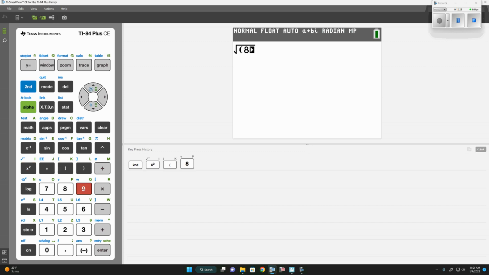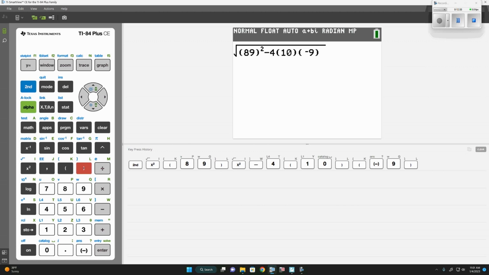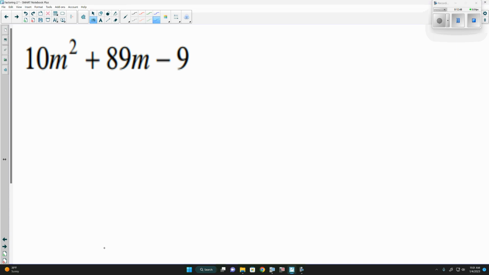b squared minus 4 times 10 times -9 gives us 91, a whole number. Really, this is from what we did yesterday, just to make sure that it does factor: our square root of b squared minus 4ac. So that does tell us that it works.